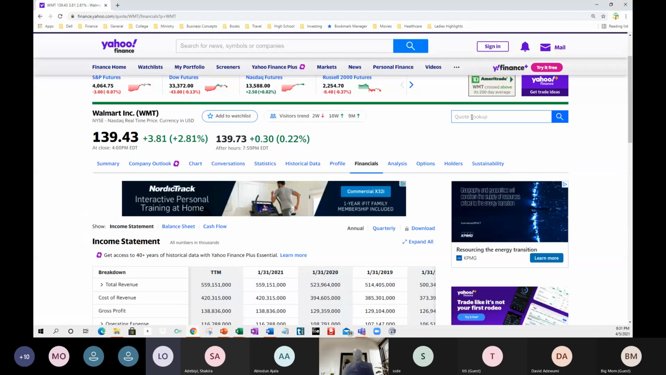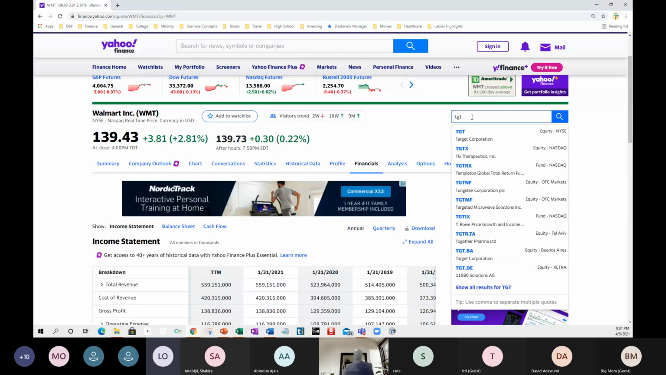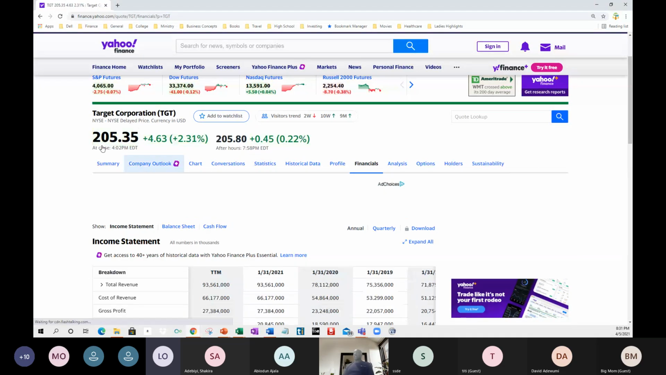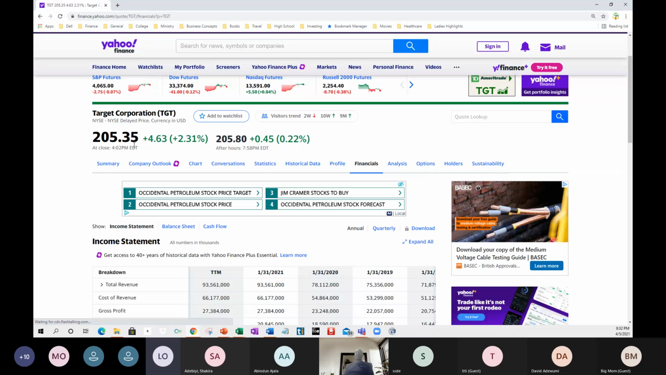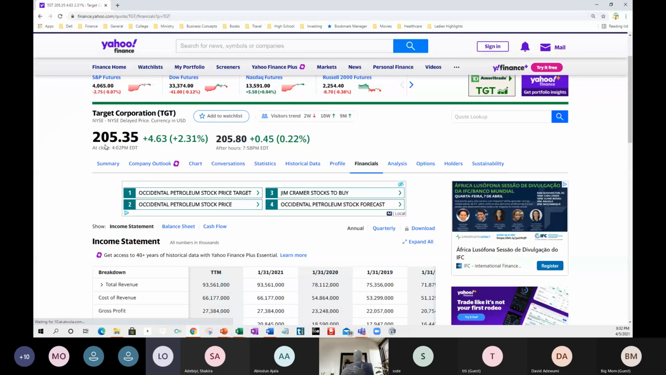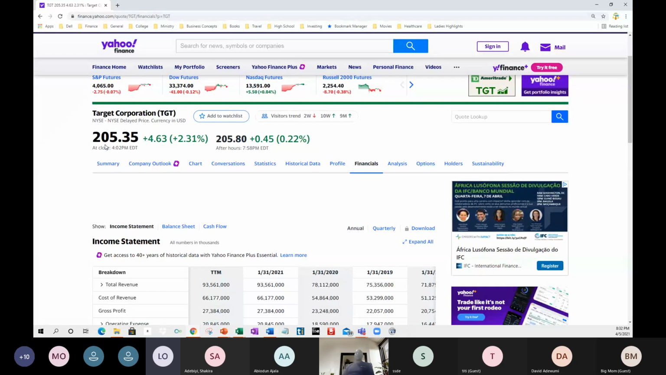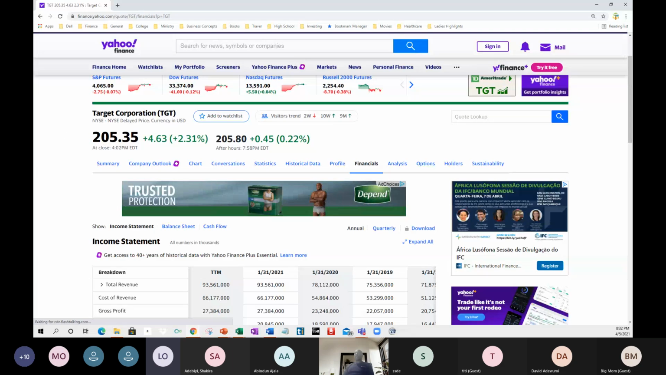Let's see how Target is doing. So Walmart is $139. Let's just look at Target. See, Target is $205, whereas Walmart is $139. And they were at the point kind of at par in terms of their share price and performance as companies. But Target, because they chose to differentiate themselves rather than compete on price, took off performance-wise versus Walmart. But Walmart still did better than Kmart.